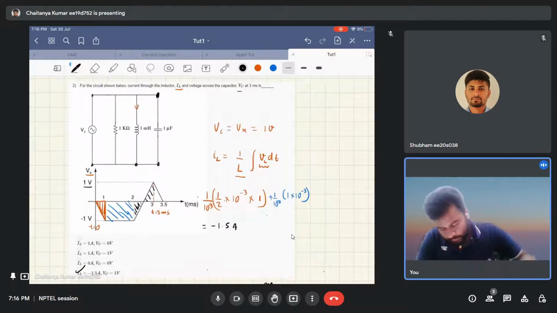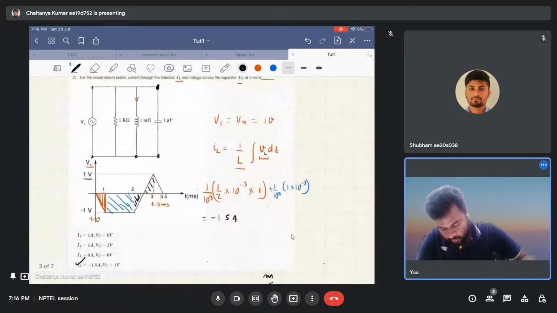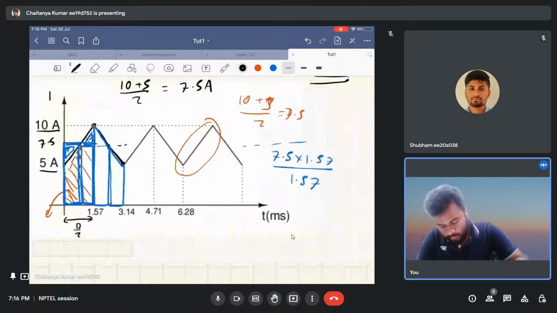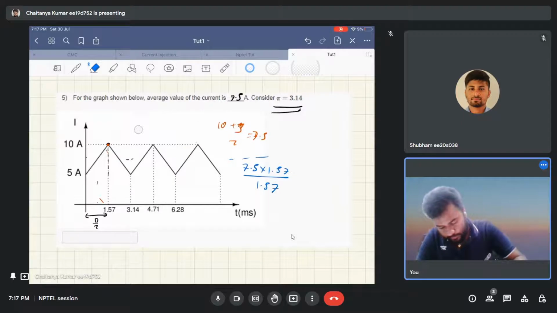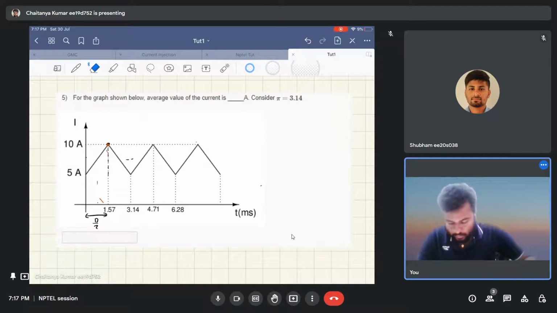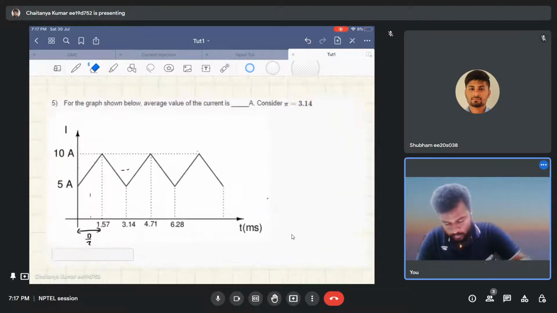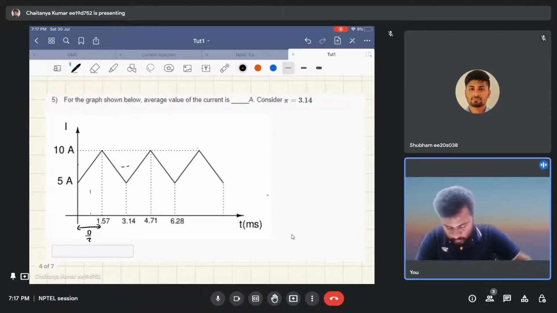Now let's move on to the third question. Here is the graph of a current waveform given in the question, and you need to find the average current in this waveform.